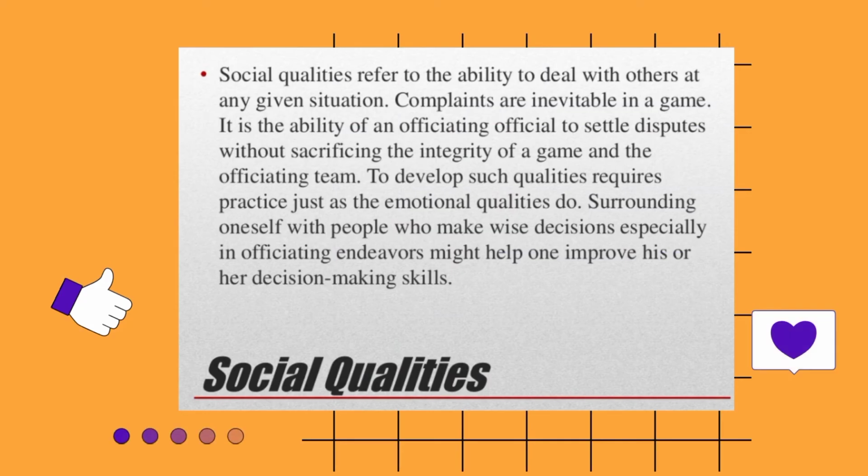Lastly, social qualities. Social qualities refer to the ability to deal with others and any given situation. Complaints are inevitable in a game. It is the ability of an officiating official to settle disputes without sacrificing the integrity of a game and the officiating team. To develop such qualities requires practice, just as the emotional qualities do. Surrounding oneself with people who make wise decisions, especially in officiating endeavors, might help one improve his or her decision-making skills.